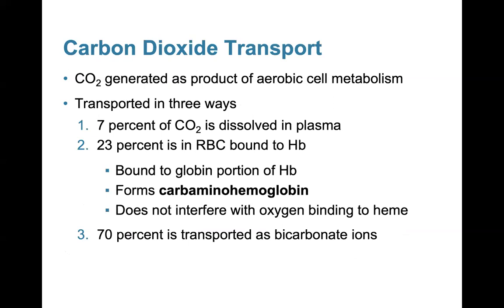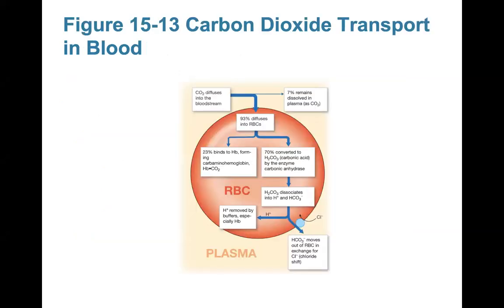Carbon dioxide transport: carbon dioxide is generated as a product of aerobic cell metabolism. It's a normal waste product of cellular respiration. It's transported in 3 ways: 7% as CO2 dissolved in plasma, 23% on red blood cells bound to hemoglobin, and 70% by that bicarbonate ion. And here you can see the transport of CO2.